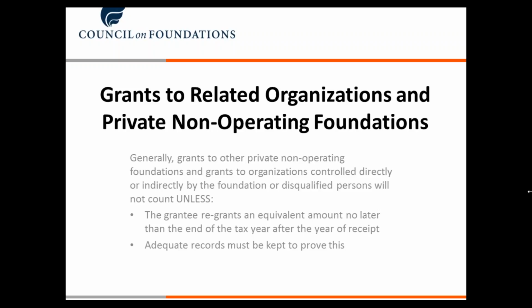I do also want to make a note, and I think we're going to talk about this later in the Washington Update part, but if you're a private foundation and you have a donor advised fund at a public charity such as a community foundation, under Section 4942 and under the rules, a distribution to that donor advised fund is counted as a grant to a public charity and counts toward your distribution requirement.